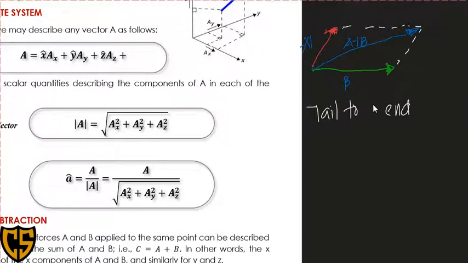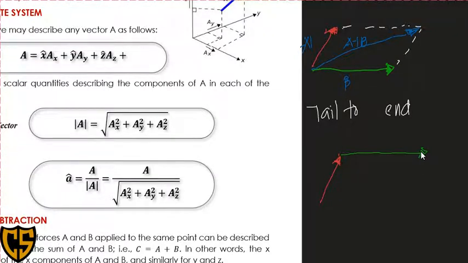So in the tail to end process, what do we do? For example, same given. What happens if we do tail to end is we copy one vector. So we have vector A. This is our vector A. Then our vector B, we just attach to where we ended. So where we ended, that is where vector B will start. This will be our vector B.